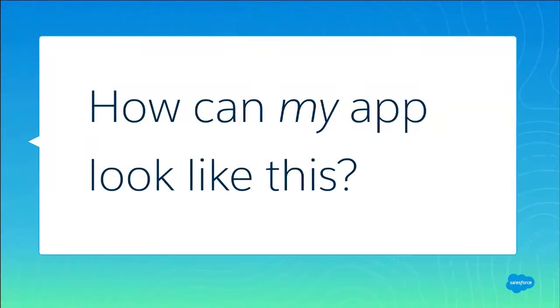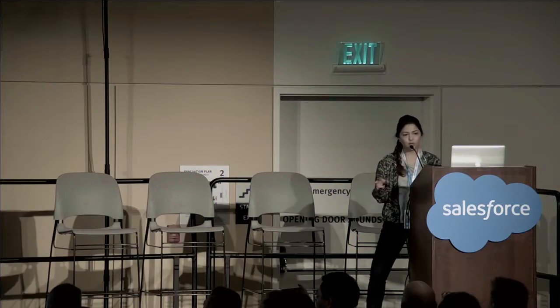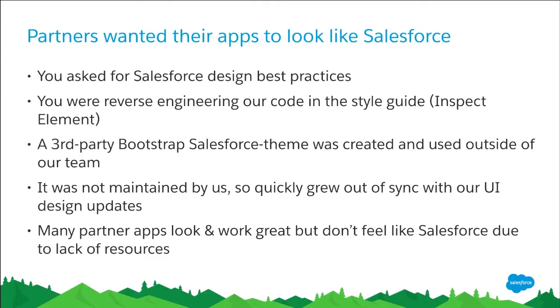They could take things like colors and typography and apply them to their own specific platforms. But then a lot of our customers and other partners were asking us questions like, how can we make my app look like this? Or how can I use the CSS that you all use on your platform in my app? And so partners wanted their apps to look like Salesforce. They asked for design best practices.